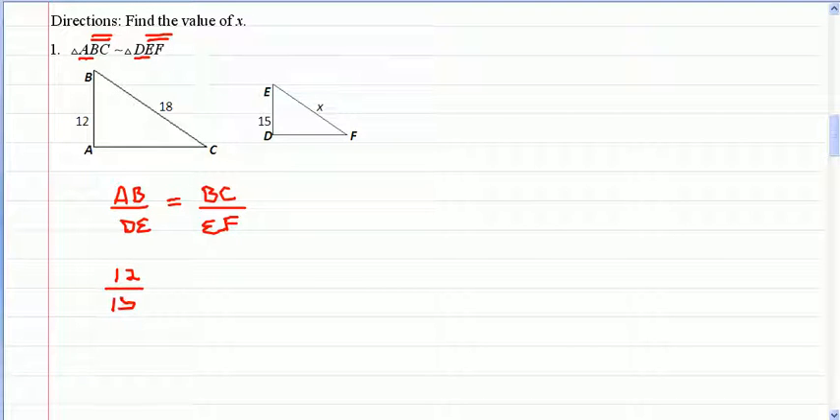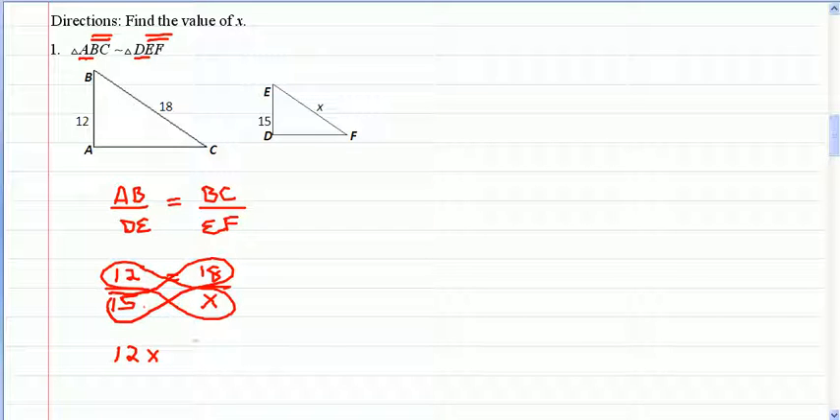So 12 over 15 equals 18 over x. And when your proportion is set up, you cross multiply, starting with the diagonal that has the variable, and I get 12x. And then I multiply 15 times 18. 15 times 18 is 270. And here's my new equation. So to solve for x, I divide both sides by 12.